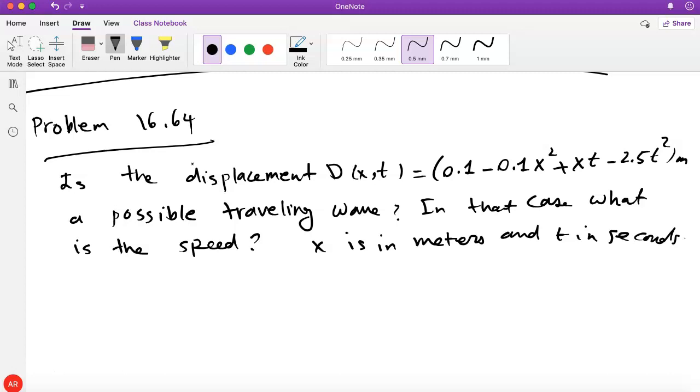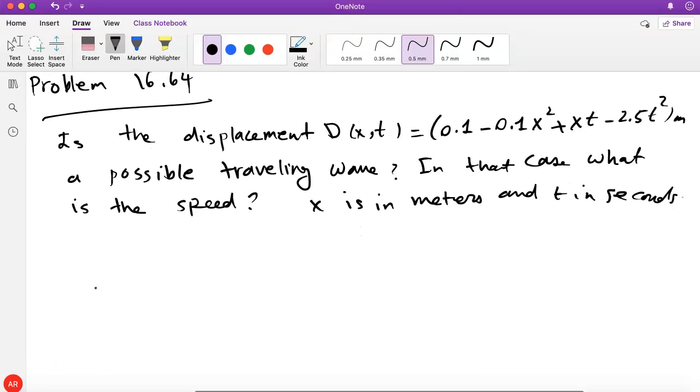I'll give you a hint. Remember, generally for a pulse or a wave that's moving with constant speed, d of x and t must have the property that it's a function of x minus vt if it's moving to the right, or x plus vt if it's moving to the left. So we need to figure out if this particular function has that property. All right, so I hope you managed to find a solution here. So yeah, so that's what's given to us.